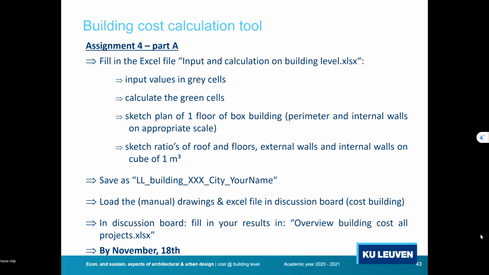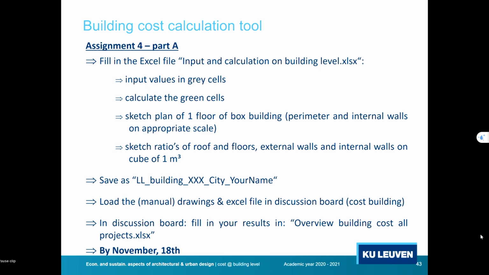In addition, besides this box building, you will also make a graphical representation of the ratios of the roof, the floor on grade and the intermediate floors, the external walls and the internal walls, and you draw that on a cube of 1 cubic meter.